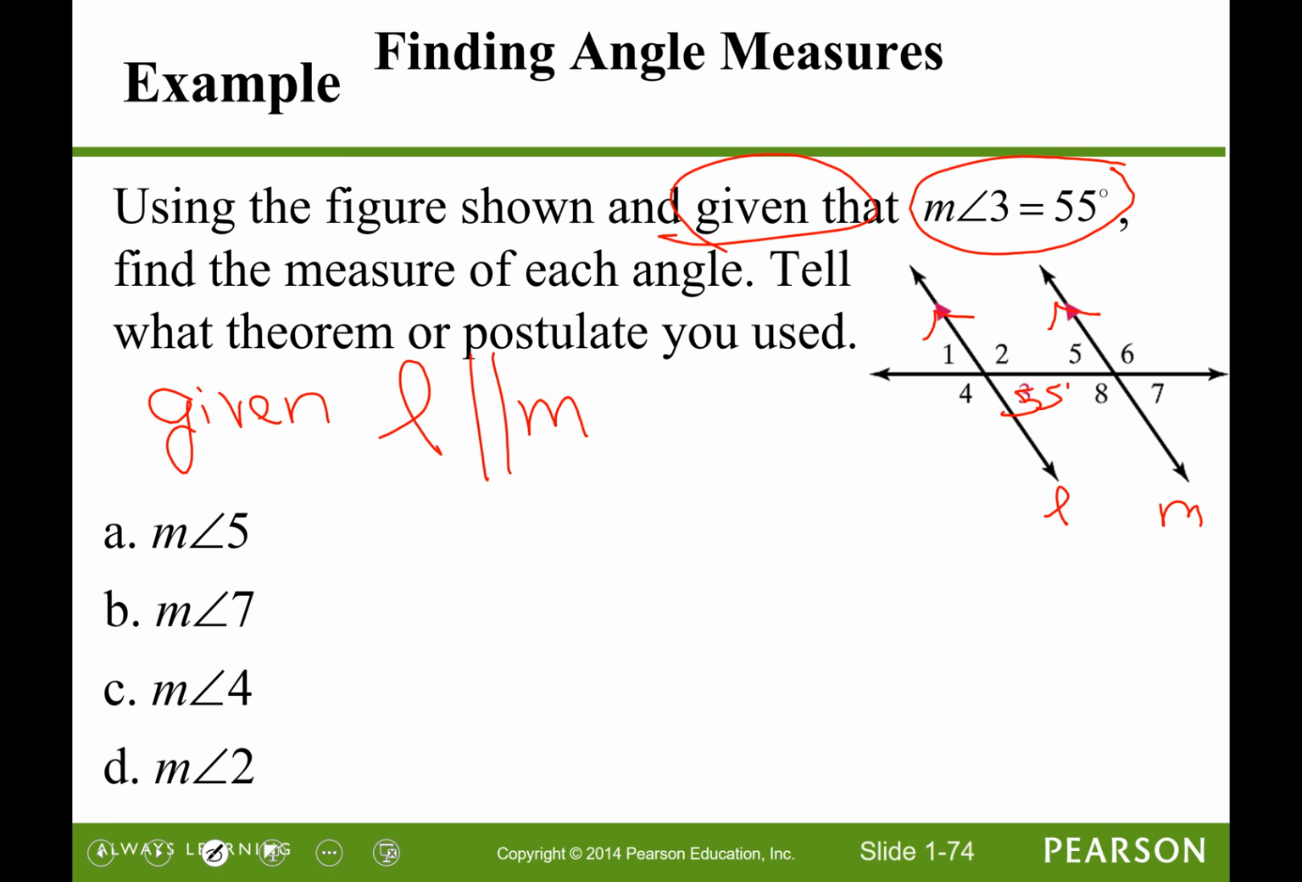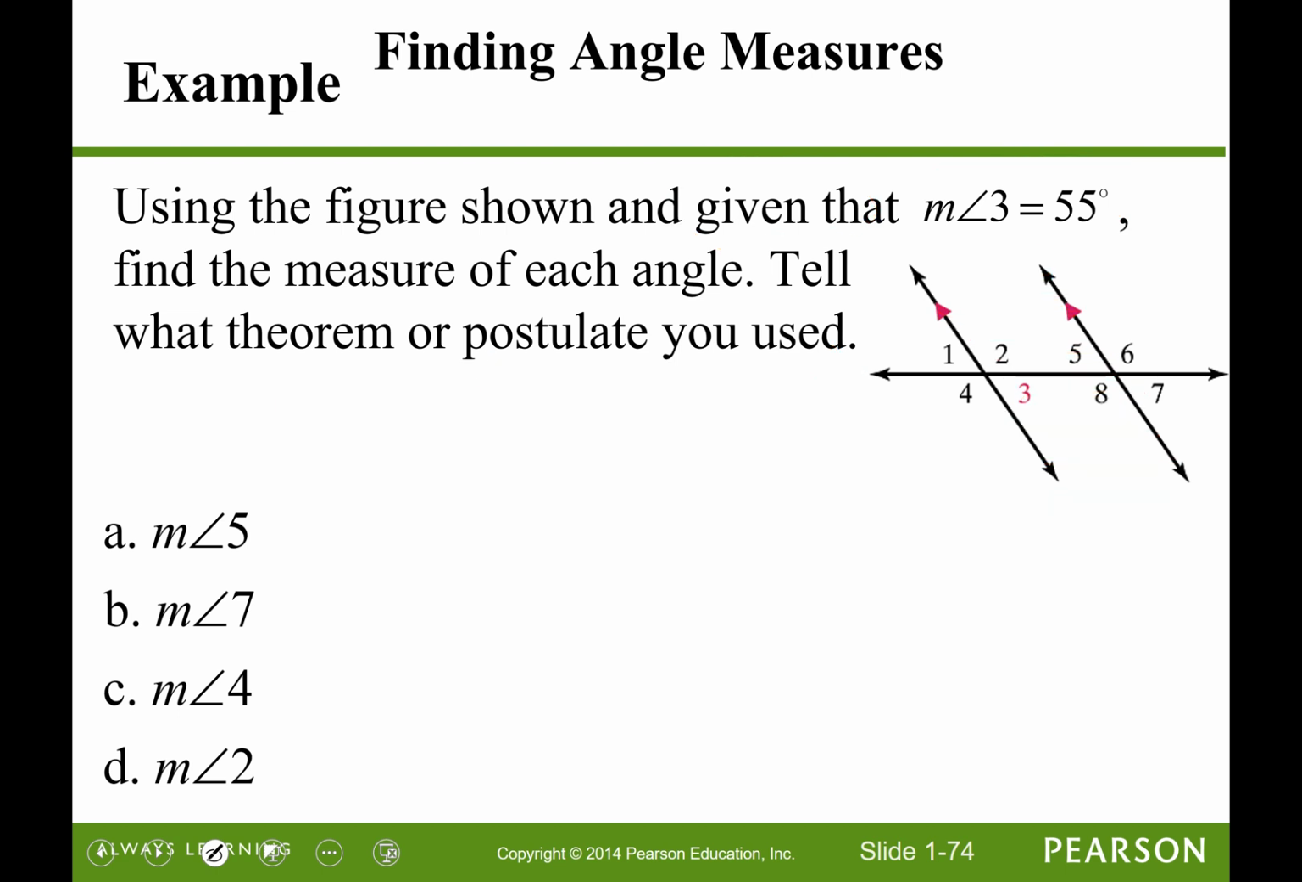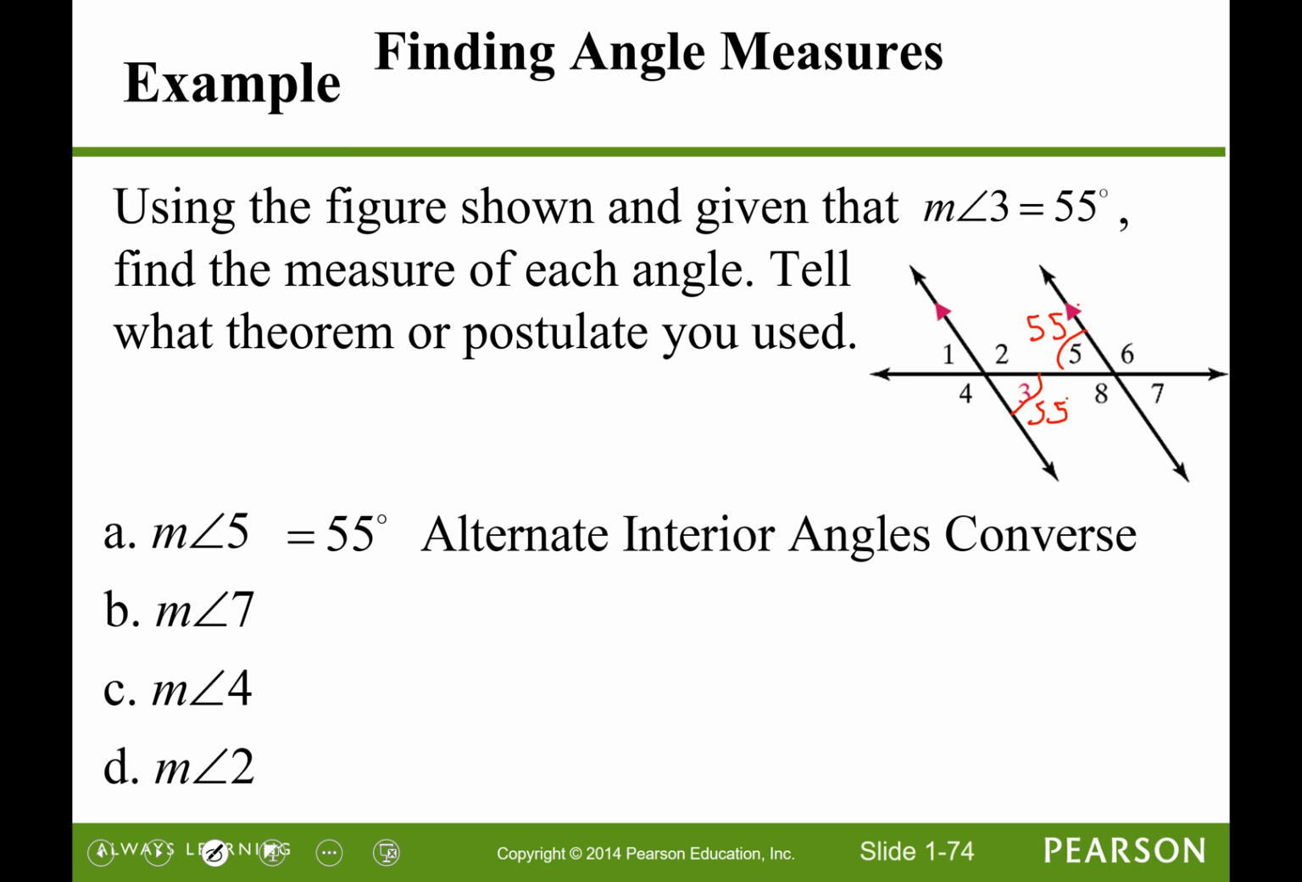Well, it might be helpful if you're struggling to determine how angle 5 is related to angle 3. Angle 5 and 3 are both on the interior of the parallel lines, and they're on alternating sides of the transversal, so they are alternate interior angles. And the last theorem said that if two parallel lines are cut by a transversal, then alternate interior angles are congruent. That means that angle 3 and angle 5 are congruent. So if angle 3 is 55 degrees, then so is angle 5, 55 degrees. Justification, alternate interior angles converse.